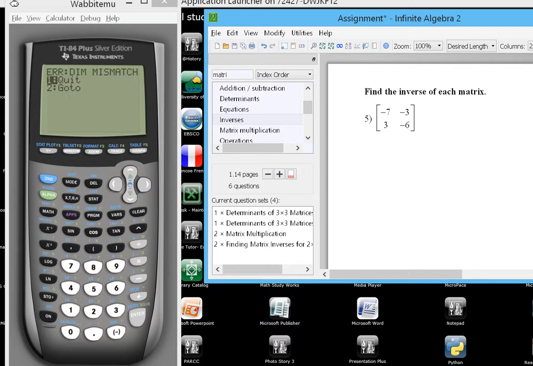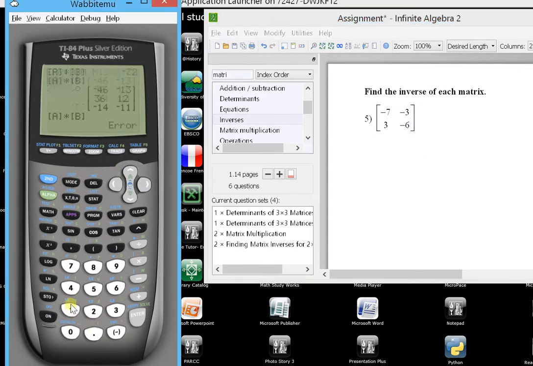Okay, so we're given this matrix here, and we're told that we want to find the inverse of it. Okay, let's quit out of this. Okay, so type in this matrix. It's a 2 by 2. Okay, negative 7, negative 3, 3, negative 6. Cool. Okay, now to find the inverse of this, pull out that matrix, and we're going to actually use the inverse key, which is this x to the negative 1. So it's the same key we're hitting for the matrix menu, but we're not going to hit second anymore. That's taking the inverse of matrix A.